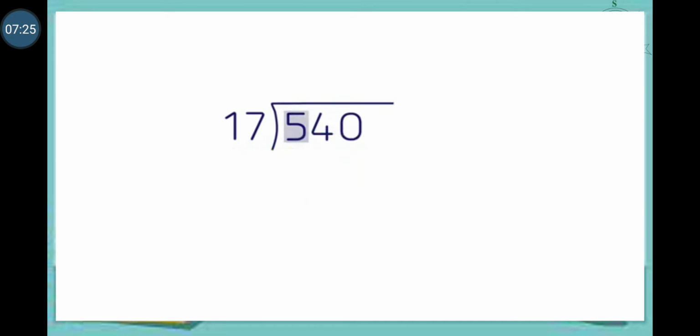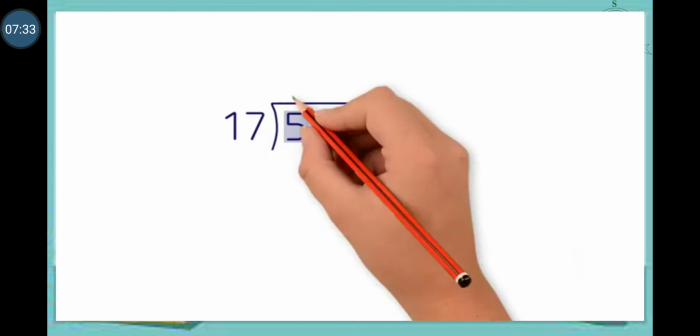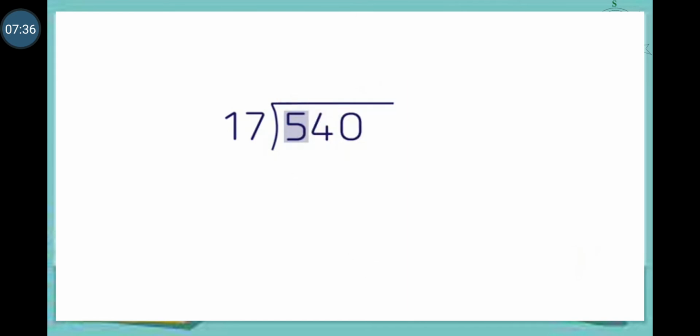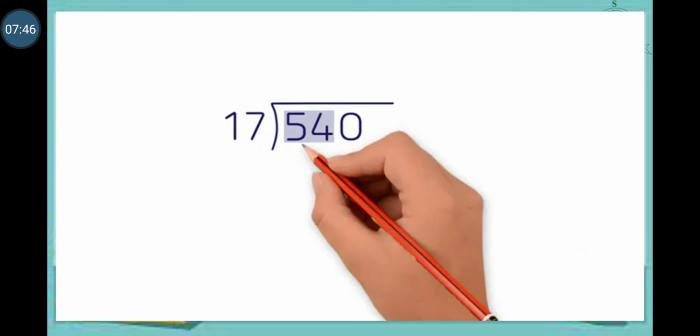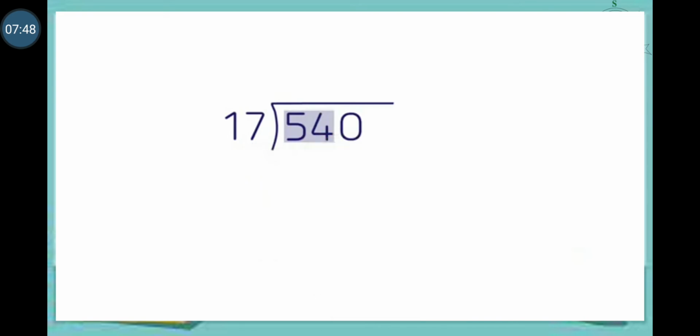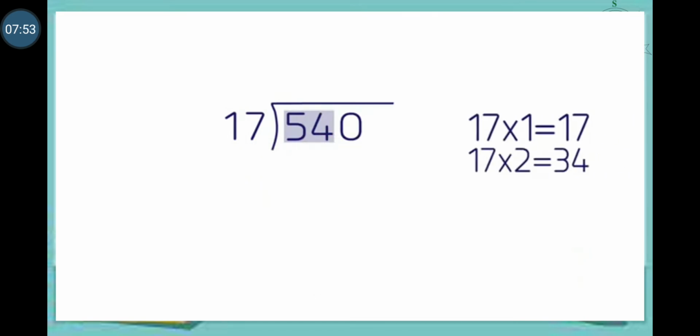To begin the division, ask how many times 17 goes into 5? No, 5 is less than 17. So let's take the next digit with it. Now it is 54. So ask how many times 17 goes into 54? We must figure it out by estimating. The answer is 3 because 17 times 3 is 51.